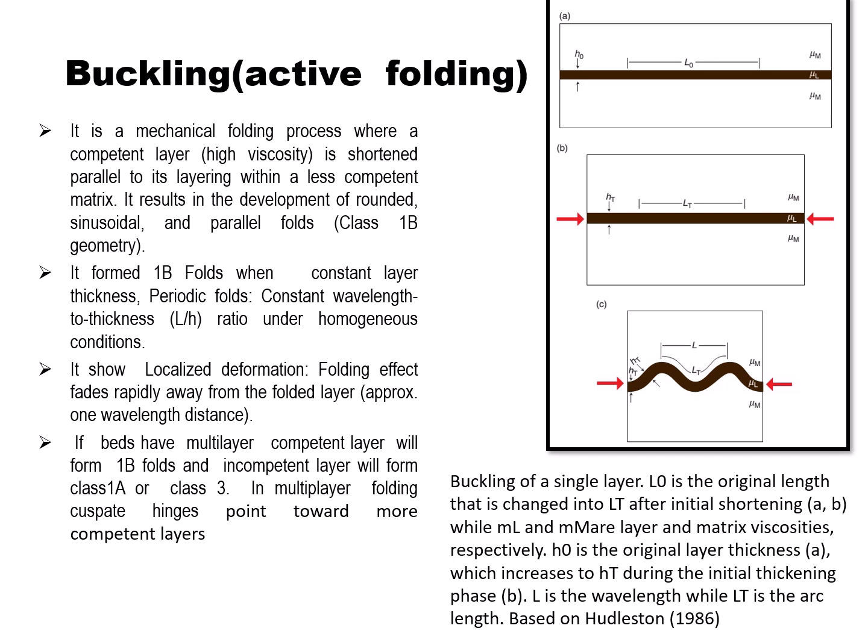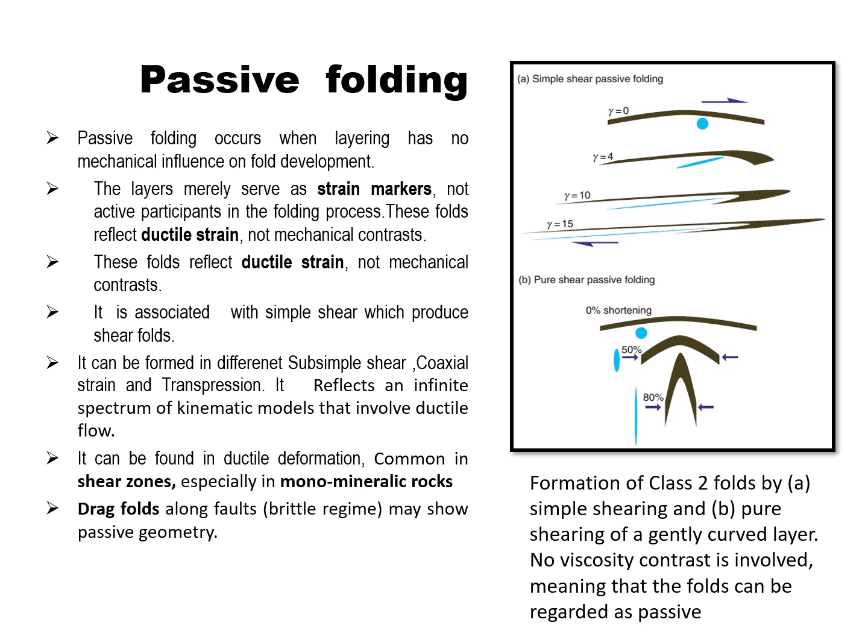As I've discussed about buckling, next is passive folding. Passive folding occurs when layering has no mechanical influence on fold development. Passive folding happens when the layered rock has little or no mechanical resistance, acting as a strain marker rather than actively resisting deformation. These folds reflect ductile strain patterns rather than mechanical contrast, often forming class 2 folds with similar geometry, developing during coaxial transpression or sub-simple shear.